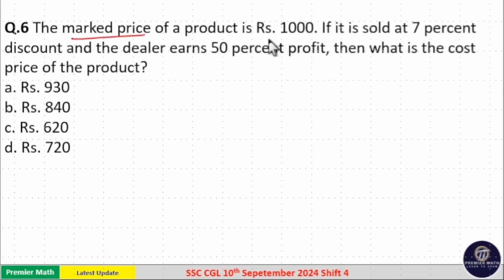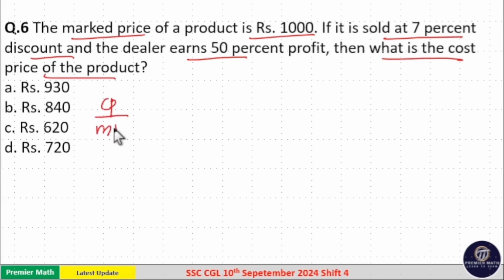The marked price of a product is rupees 1000. If it is sold at 7% discount and the dealer earns 50% profit, then what is the cost price of the product? Here always remember, cost price by mark price ratio is equal to 100 minus discount by 100 plus profit. Now if MP by CP, this will become 100 plus profit by 100 minus discount.